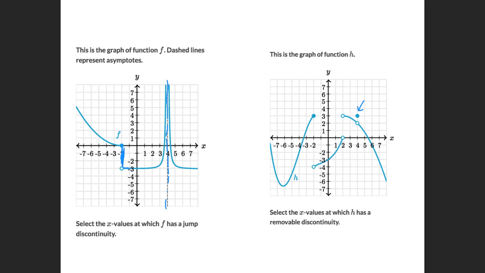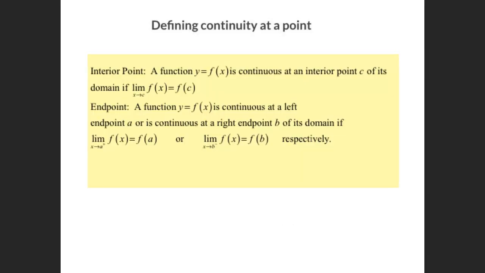I mean, I would consider this a jump discontinuity here, and this is a jump discontinuity here also, but we do have a point discontinuity also because there's a hole in the graph. So whenever there's a hole, we call it a point discontinuity or a removable. Either one makes no difference. I give credit for both.